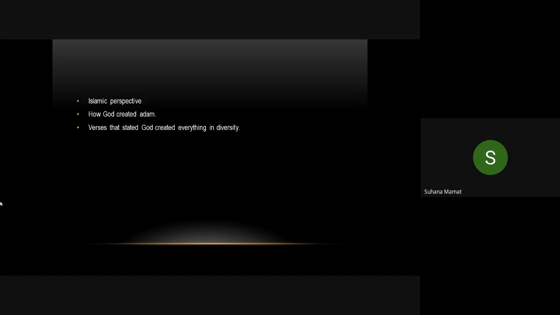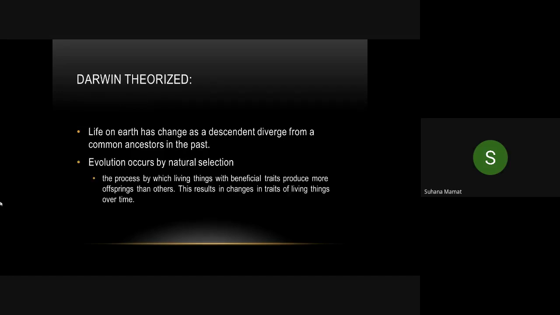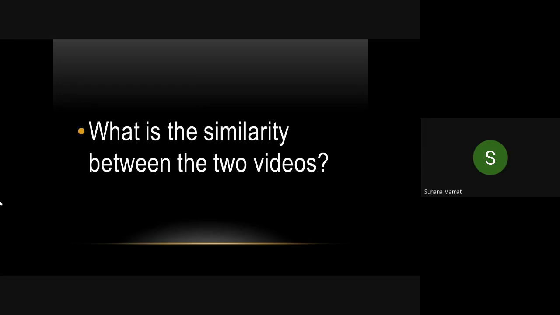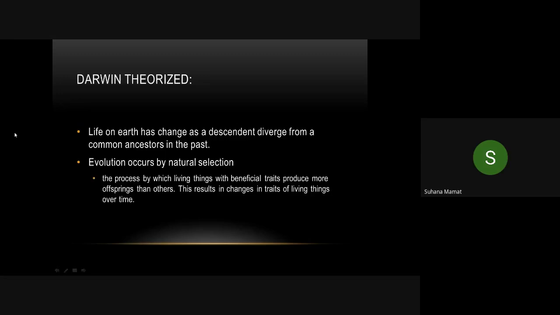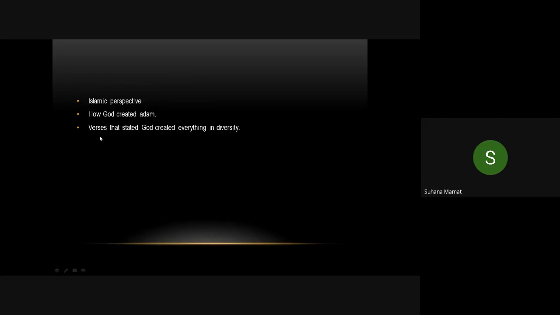For Muslims, this one is omitted based on that. And then the second theory by Charles Darwin, which is that evolution occurs by natural selection. There are verses that state God created everything in diversity, so there is no such thing as natural selection.